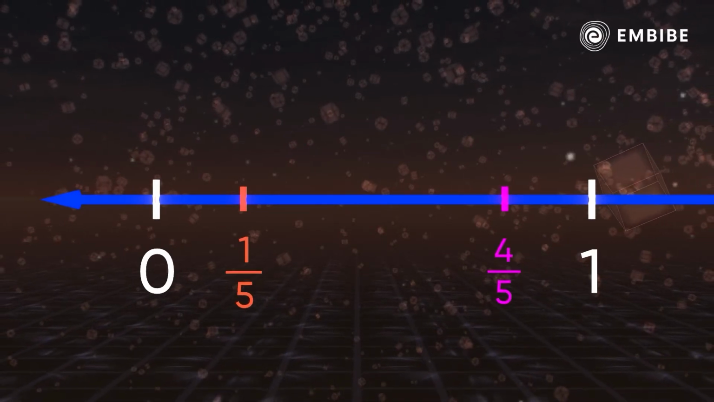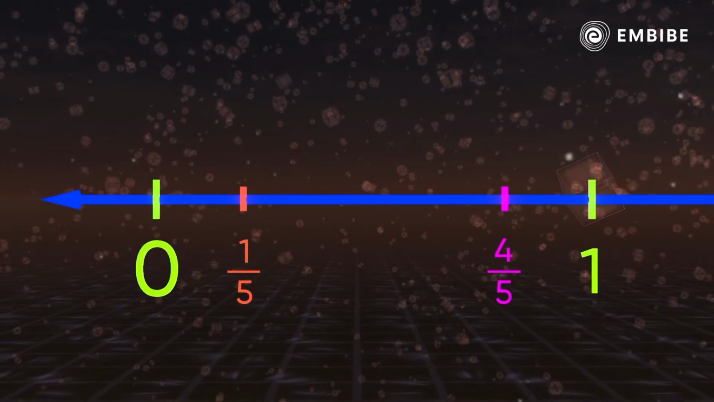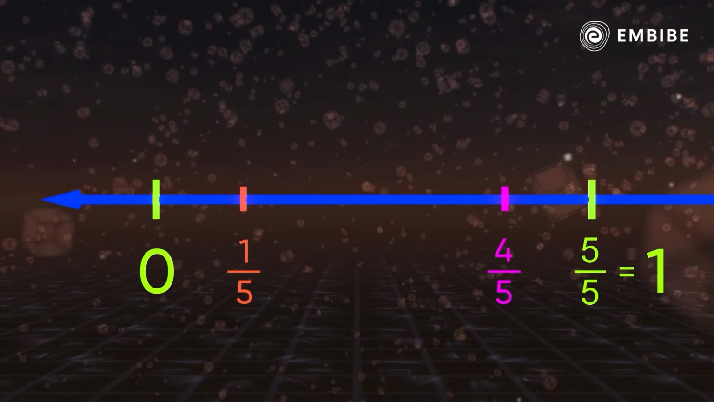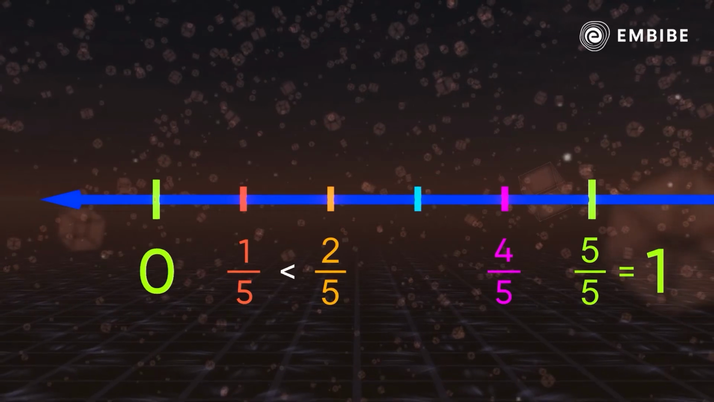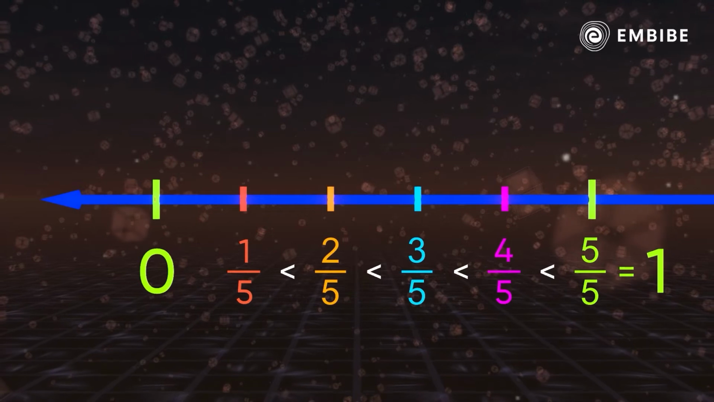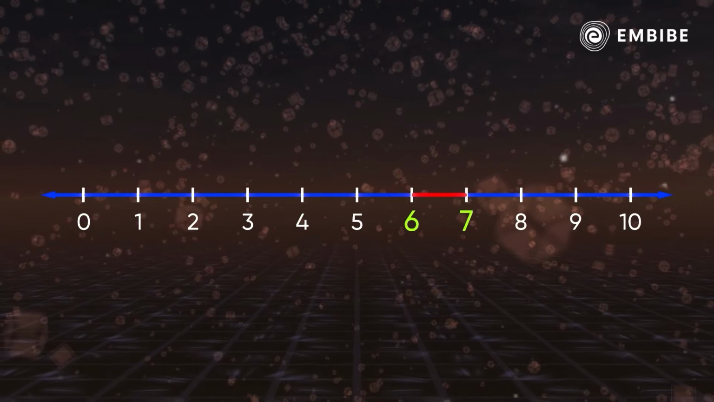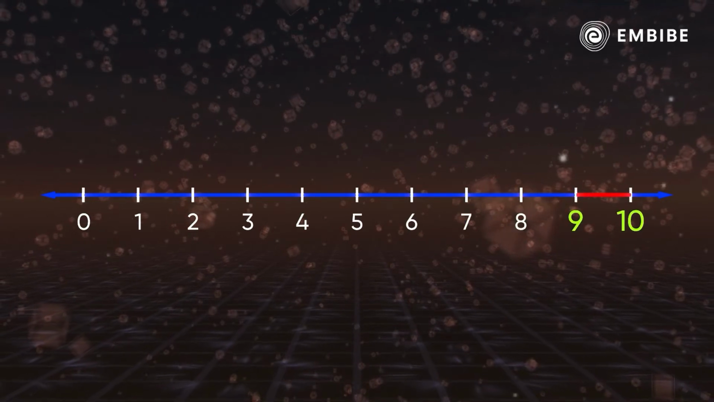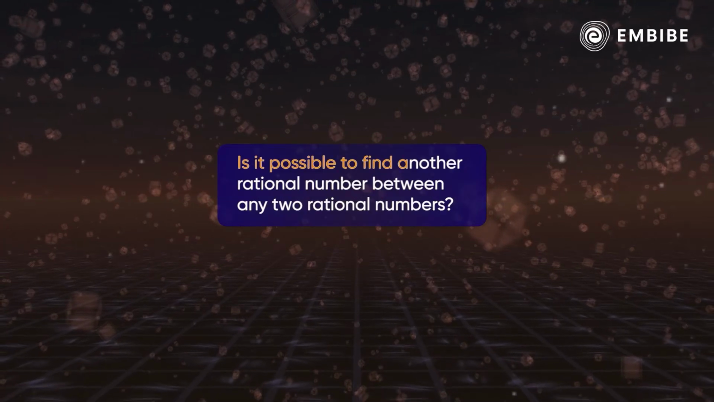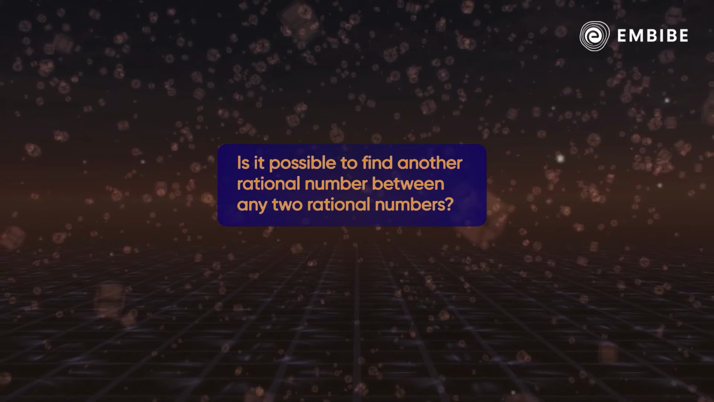We know that 1 by 5 and 4 by 5 lie between 0 and 1. You can clearly see that the rational numbers 2 by 5 and 3 by 5 lie between 1 by 5 and 4 by 5. Now we have seen that there are no integers between 2 consecutive integers. So in the case of rational numbers, is it possible to find another rational number between any 2 rational numbers?